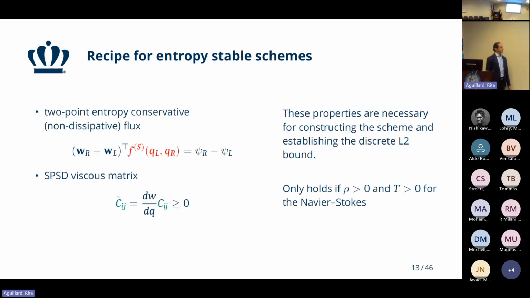So there's another component that is needed for this to work, which is a two-point entropy conservative flux. And we need to have that in this complementary grid for the compatibility to work discretely. We also need a symmetric positive semi-definite viscous matrix when we change the variables to the entropy variables. Again, all these properties don't work if we lose the positivity.